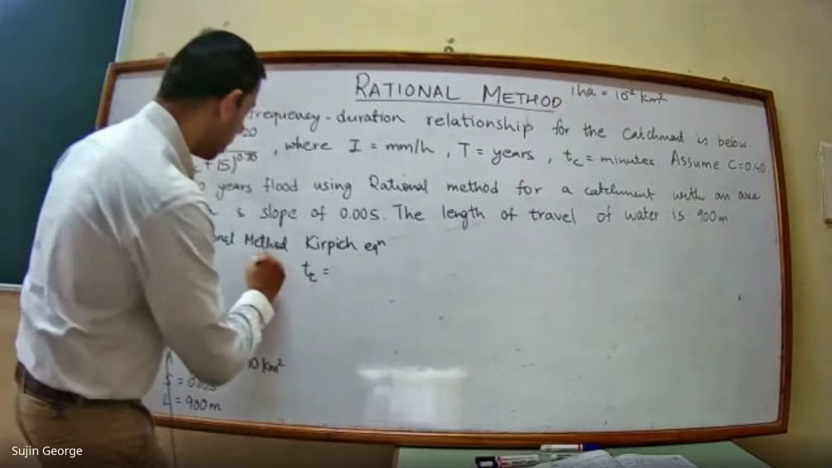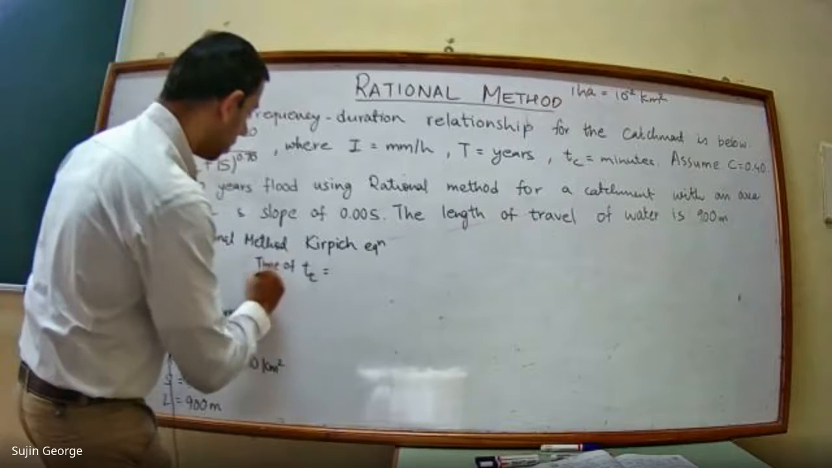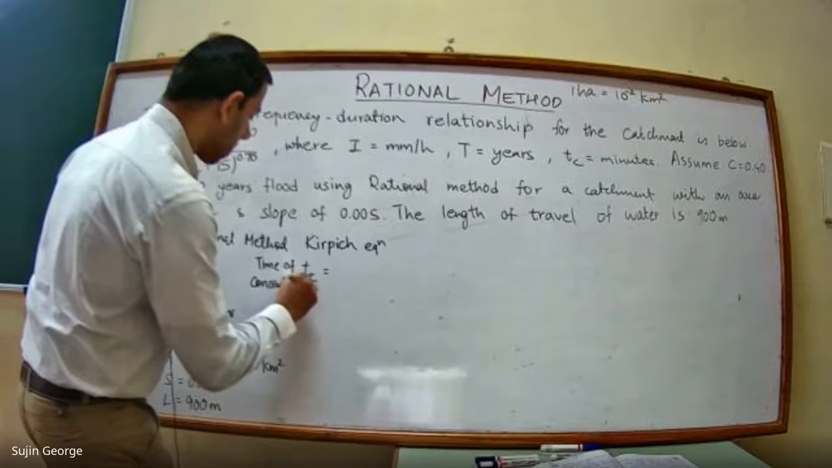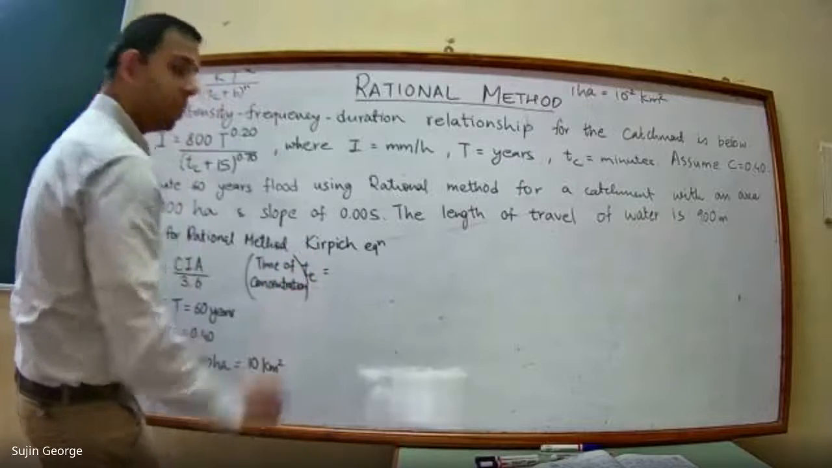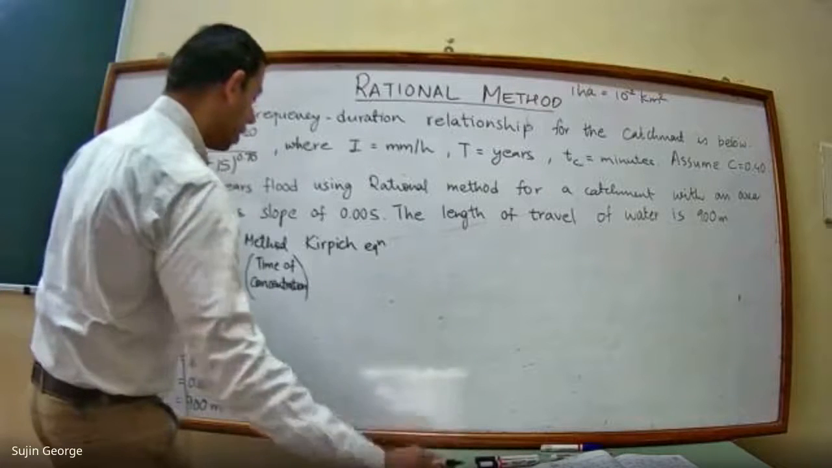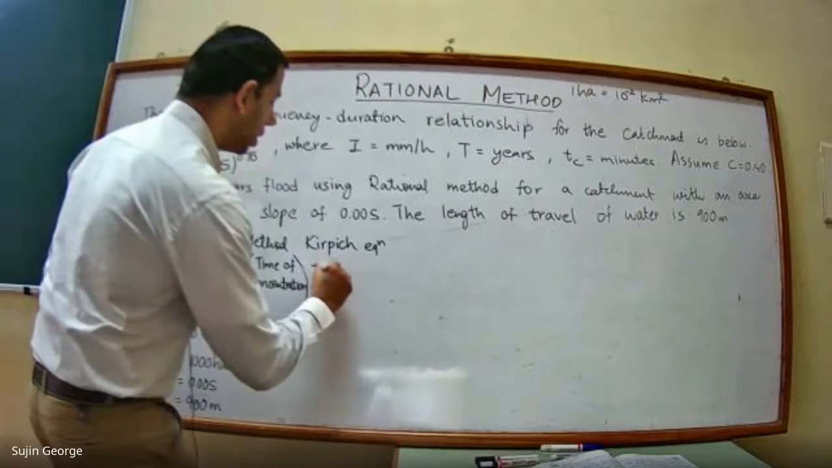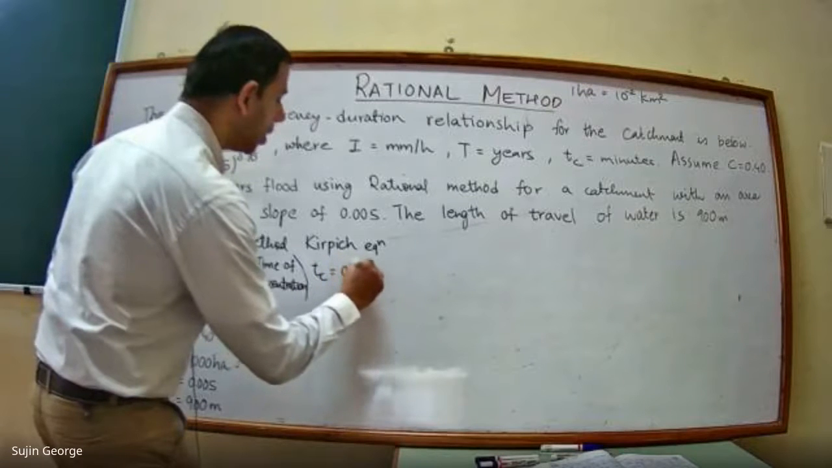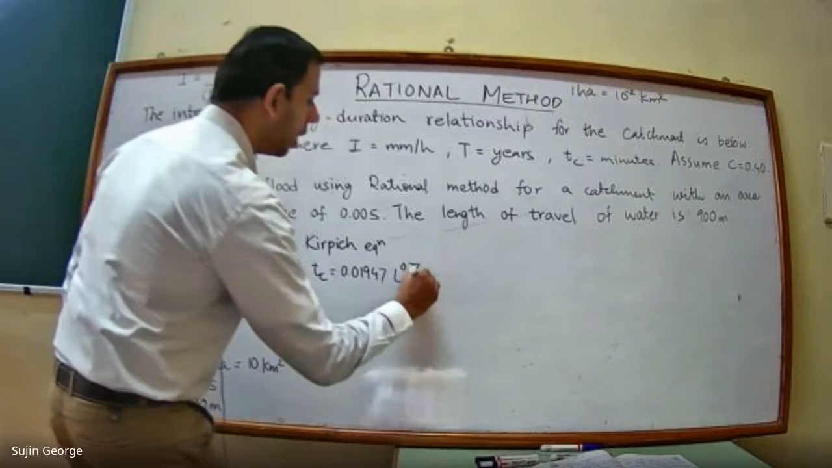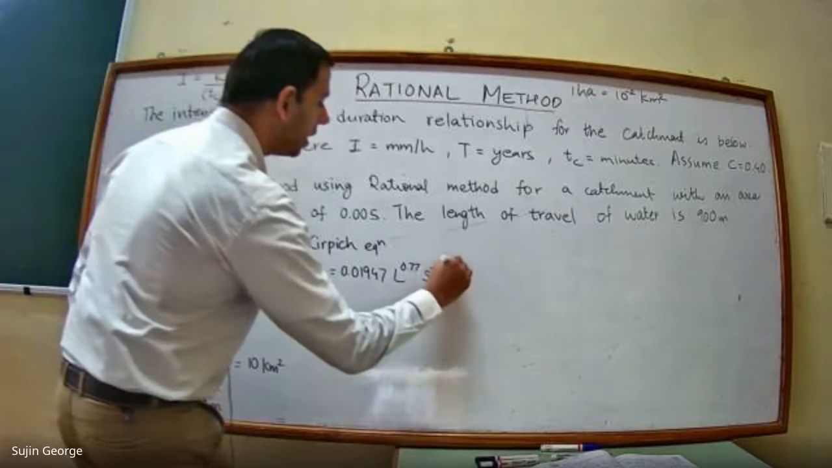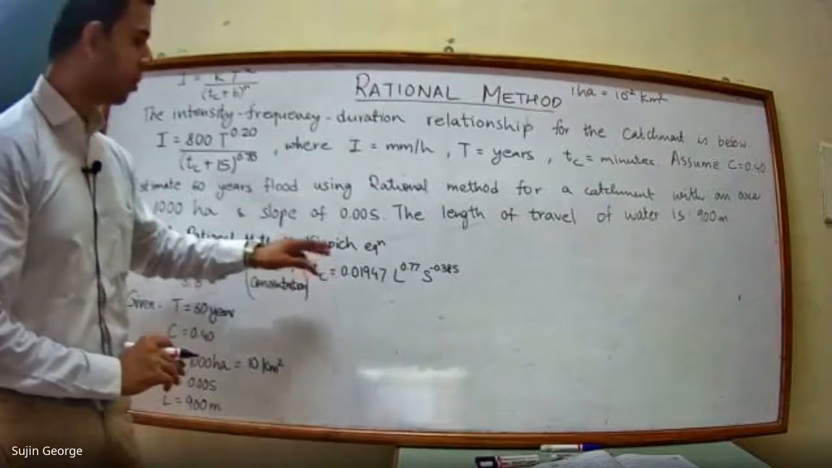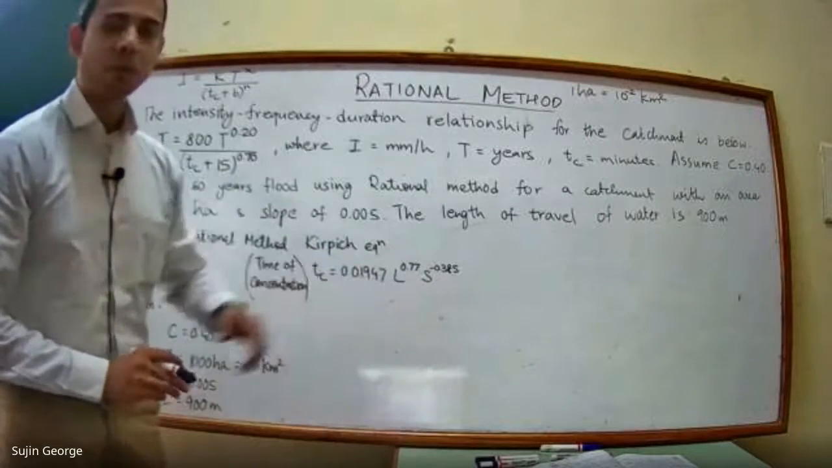This TC is known as what? It is called as time of concentration. TC is known as time of concentration. So this time of concentration is found out by Kirpich equation, that is given by TC is equal to 0.01947, L to the power 0.77, S to the power minus 0.385. This is the basic equation that is proposed by Kirpich.